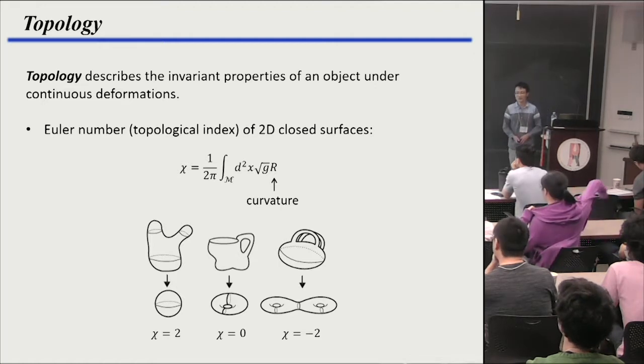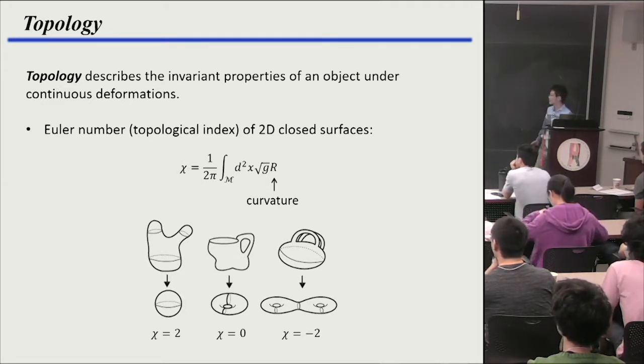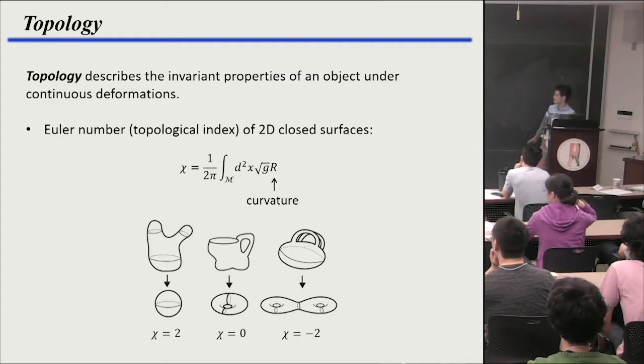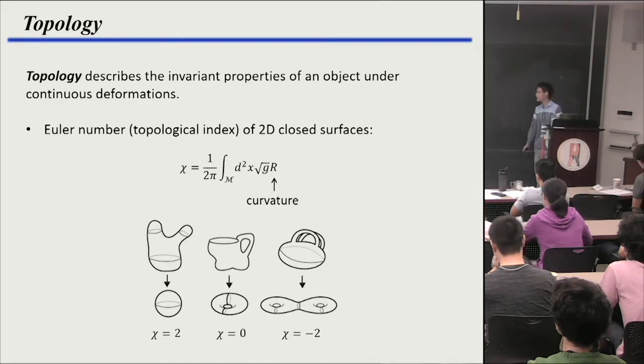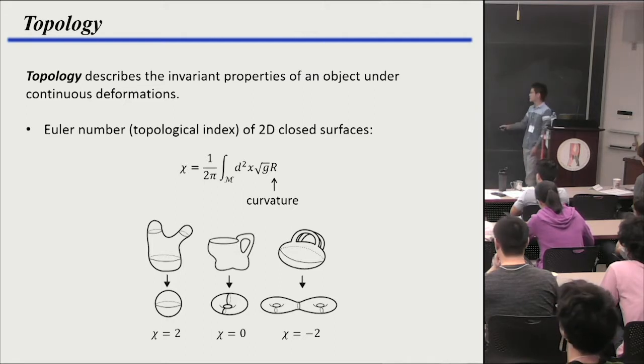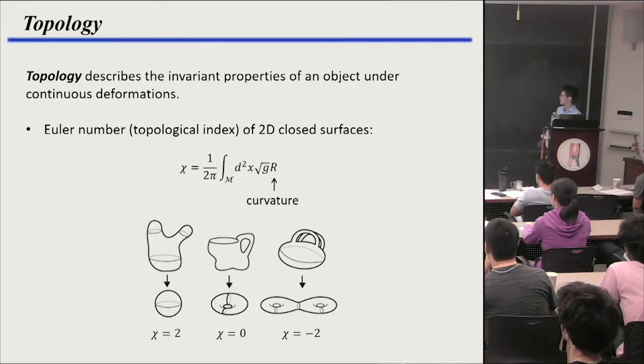Let me just start with the very basic thing, although you may already know this. Mathematically, topology describes properties of some object that are invariant under continuous deformation. One of the simplest examples is the Euler number of two-dimensional closed surfaces. You can do continuous deformations to all these closed surfaces, and you will always find that they can be categorized by the number of holes on these surfaces, which is called the genus. Mathematically, this can be obtained by the integration of the curvature of the surface. Although the curvature at each point is a geometric quantity and is not invariant, the integration of this curvature gives you an integer, which is called the Euler number.